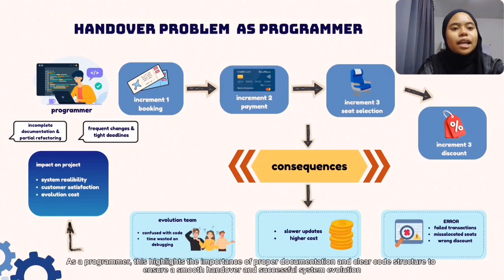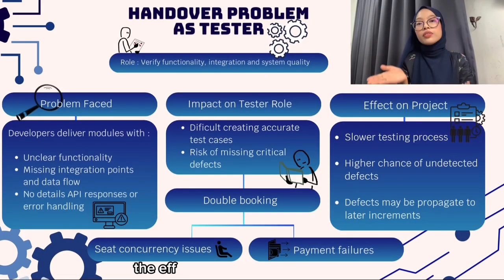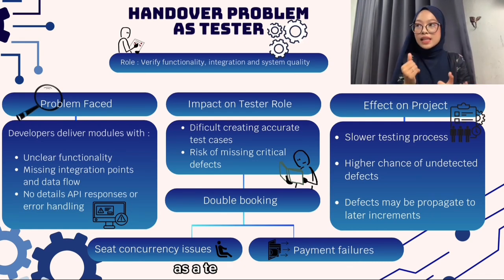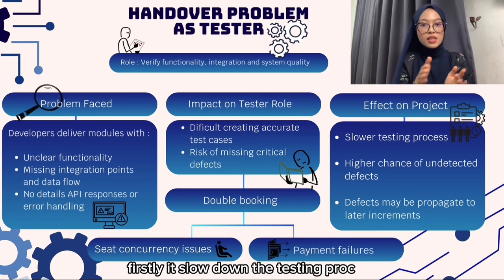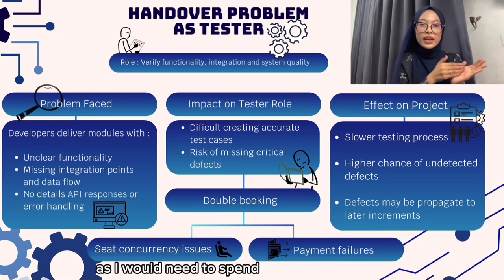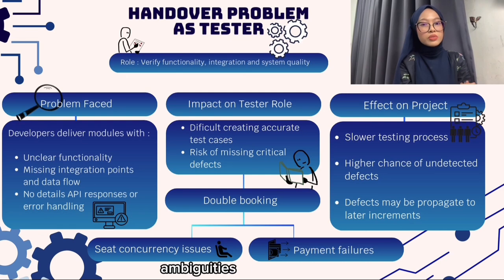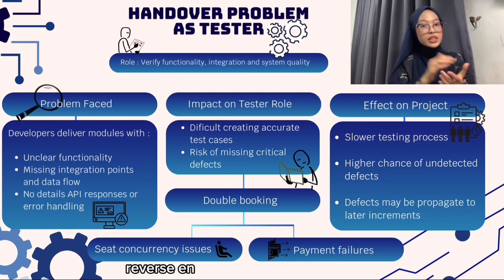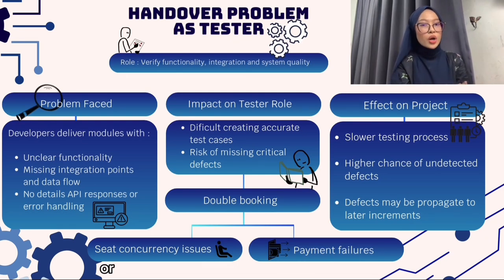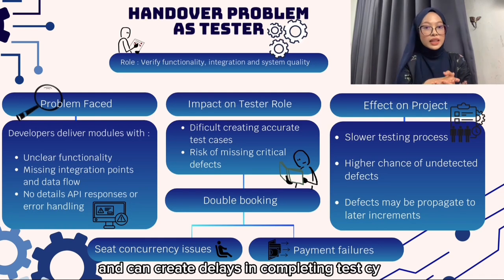As a programmer, this highlights the importance of proper documentation and clear code structure to ensure a smooth handover and successful system evolution. The effect of this problem on my role as a tester is substantial. Firstly, it slowed down the testing process, as I would need to spend extra time clarifying ambiguities with developers, reverse engineering module behavior, or creating assumptions to proceed with testing. This increases the workload and can create delays in completing the test cycle.